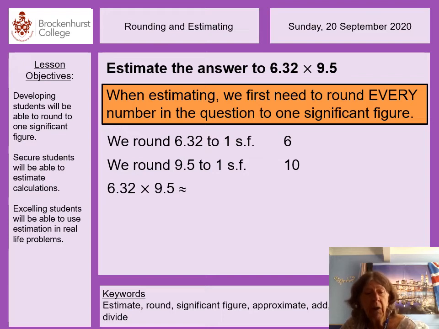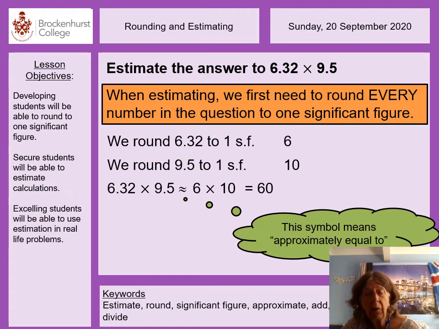So 6.32 times 9.5 is approximately 6 times 10. 6 times 10 is 60. Easy maths. That curly equal sign means approximately equal to. So remember that whenever you're asked to estimate an answer, you round every number in the calculation to only have one significant figure, and then you do the maths.